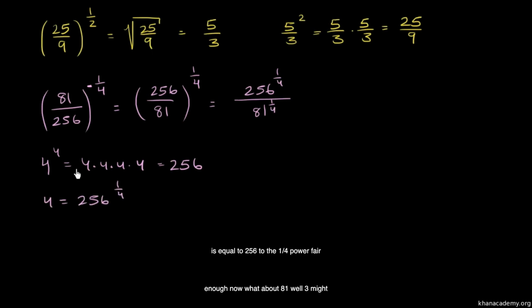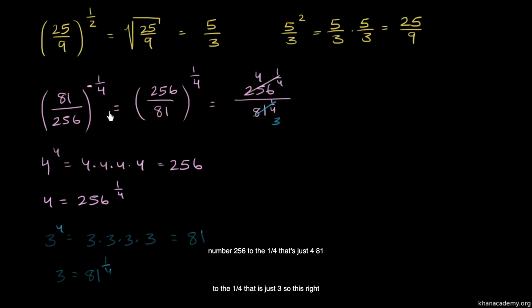Fair enough. Now what about 81? Well, 3 might jump out at you. We know that 3 to the 4th power is equal to 3 times 3 times 3 times 3, which is equal to 81. So 3 is equal to 81 to the 1/4. So this top number, 256 to the 1/4, that's just 4. 81 to the 1/4, that is just 3. So this right over here is going to be equal to 4/3.